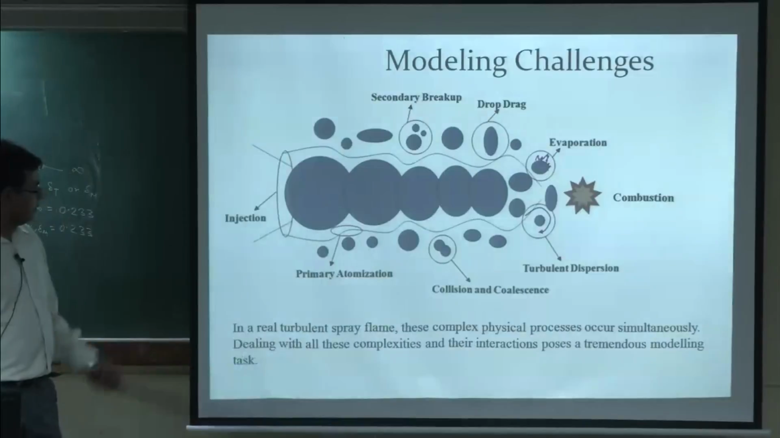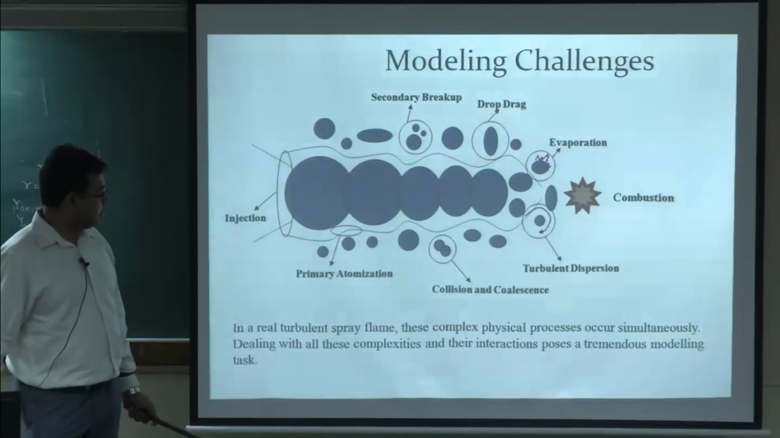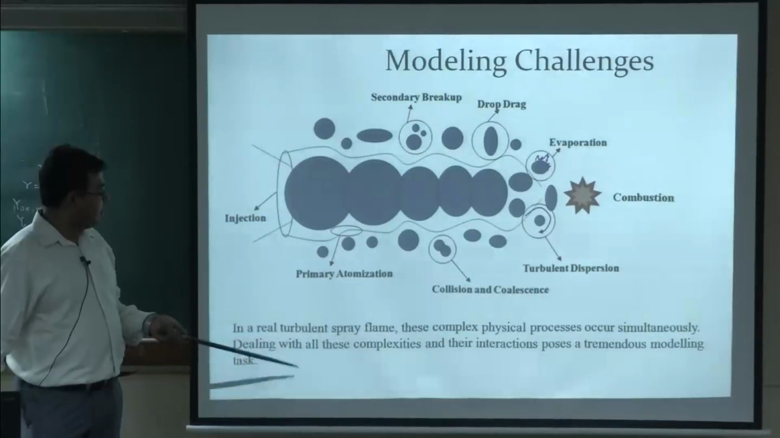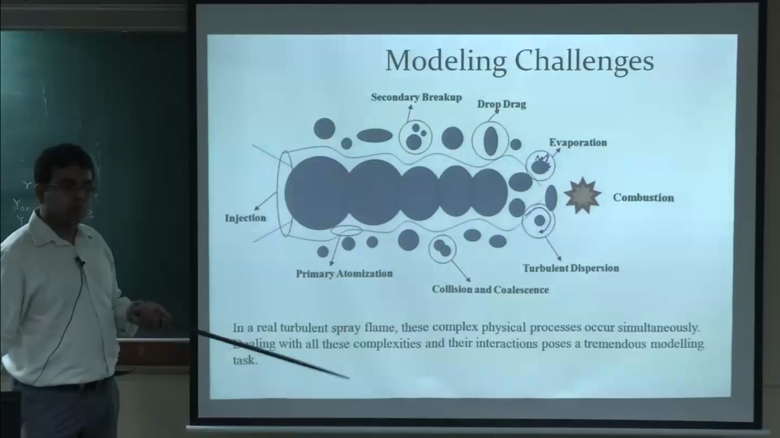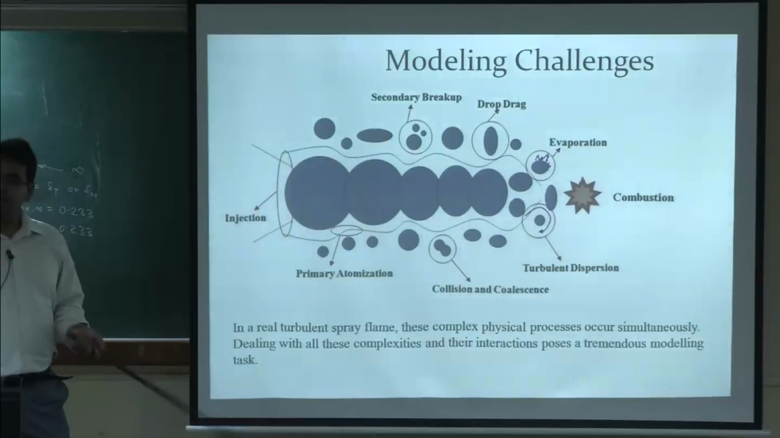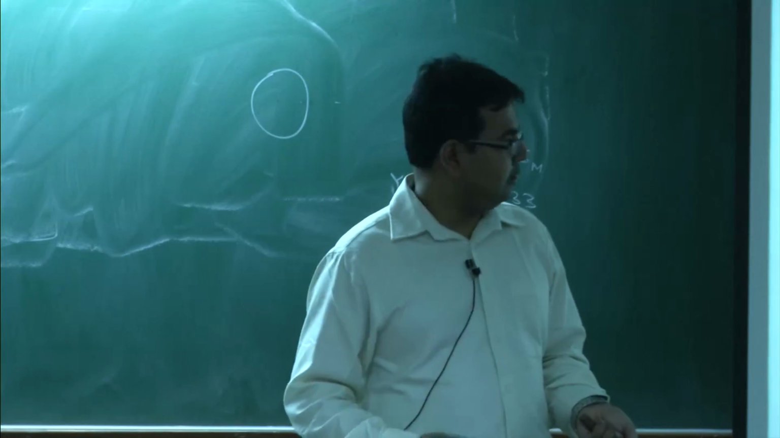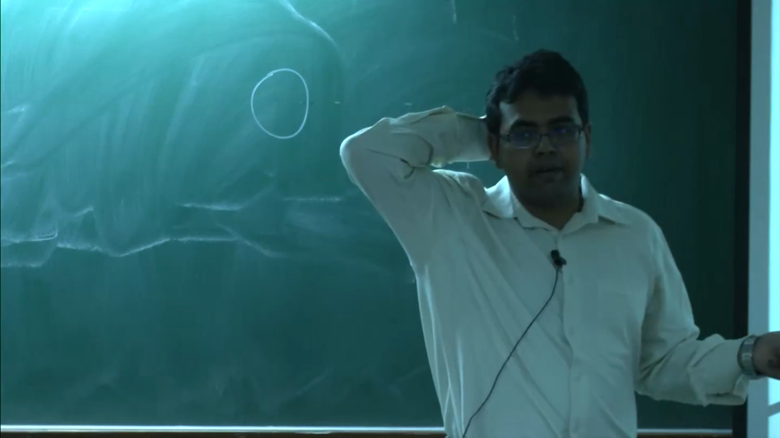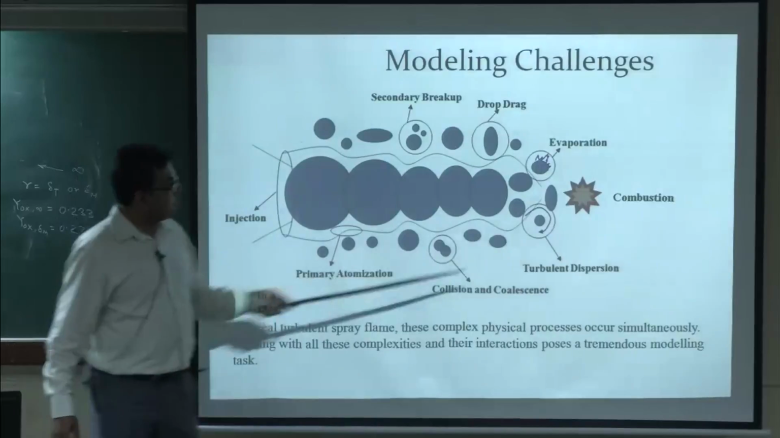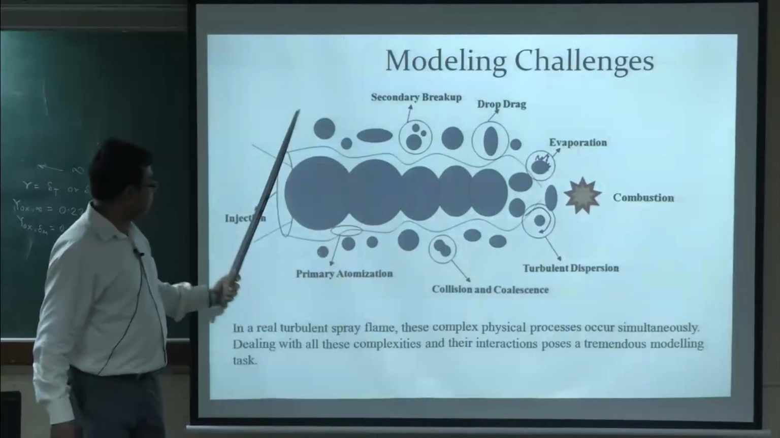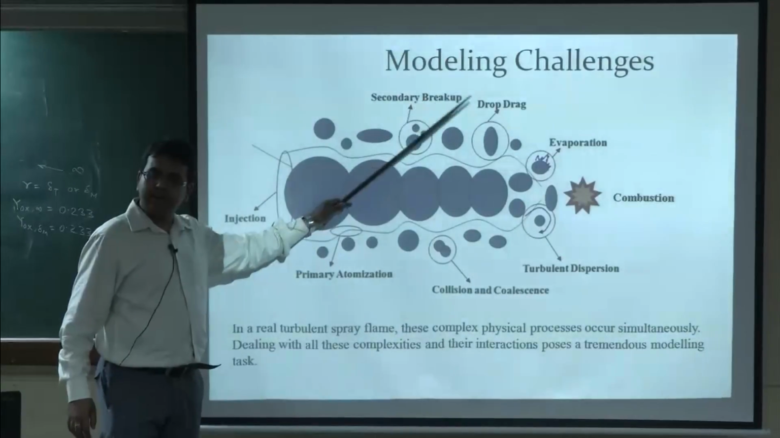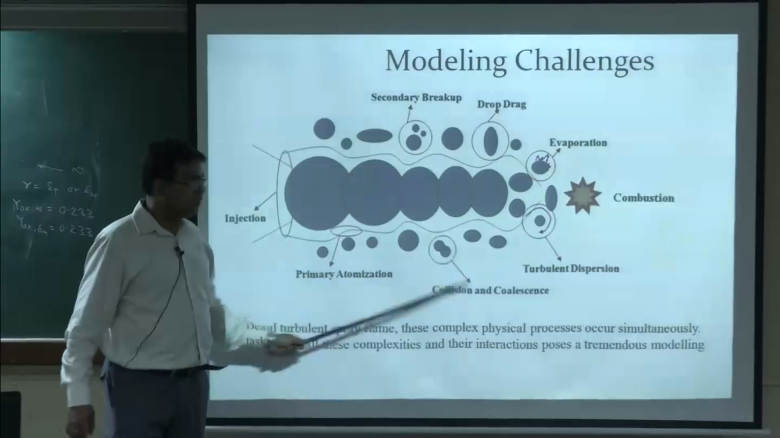So, in a real turbulent spray flame, these complex physical processes occur simultaneously. Okay. And dealing with all these complexities and their interactions poses a tremendous modeling task. So, what we need to do, we need to consider all of them, but it may not be physical. Suppose you are trying to develop a model, so we need to isolate some of the complex physical processes.